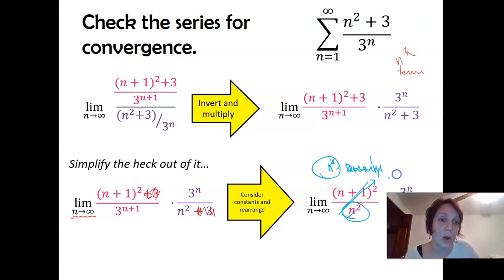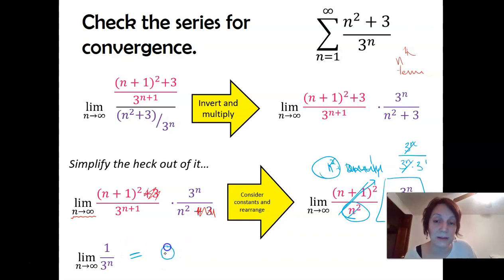Over here, I have a 3 to the n over a 3 to the n plus 1. So again, I think of that bottom as, there's one more 3 down there than there is up top. 3 to the n plus 1 is the same as 3 to the n times 3 to the 1. And if you do that, you can cancel those. So all of this mess simplifies down to the limit as n approaches infinity of 1 over 3 to the n. When you evaluate that limit as n goes to infinity, you get a 0.